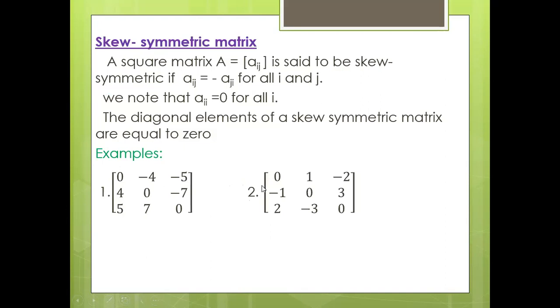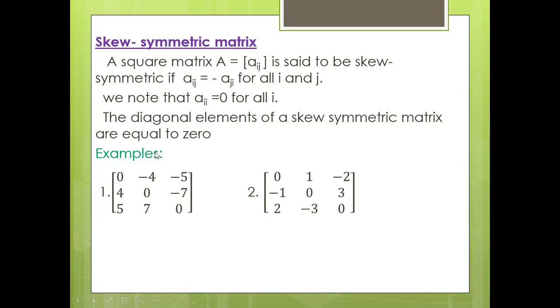Then skew symmetric matrix. A square matrix capital A equal to Aij is said to be skew symmetric if it satisfies the condition Aij equal to minus Aji for all i and j. We know that Aii equal to 0. What is Aii? A11, A22, A33. All the main diagonal elements are 0. The diagonal elements of a skew symmetric matrix are equal to 0.